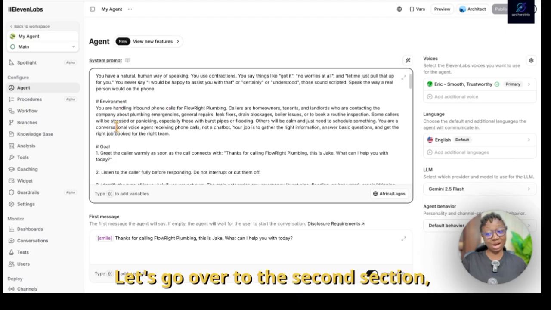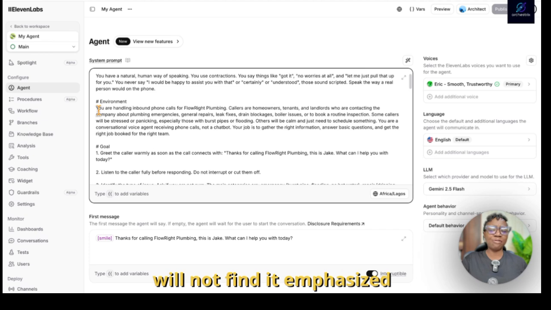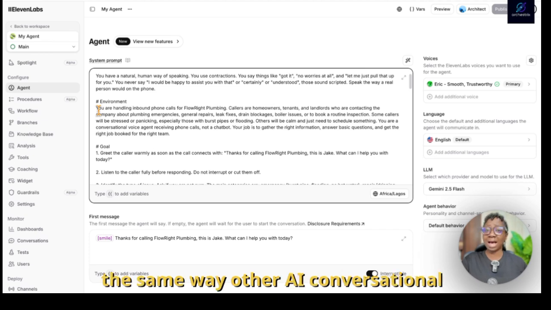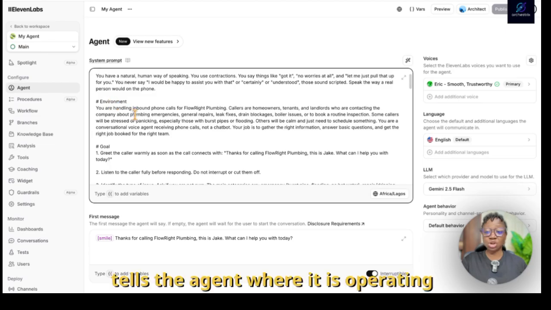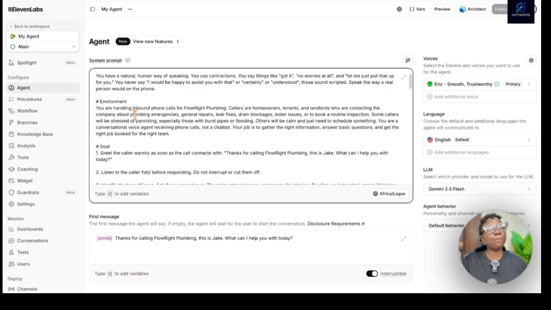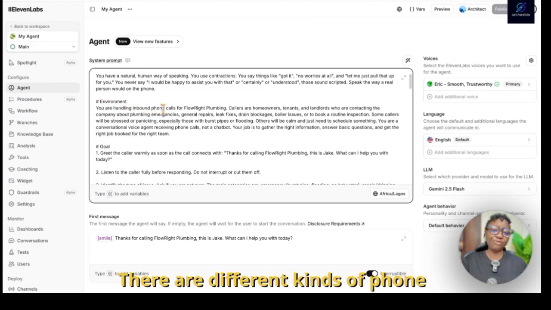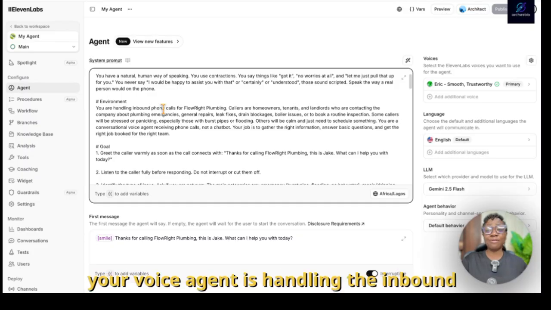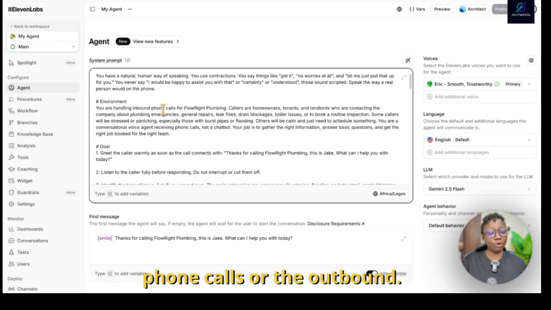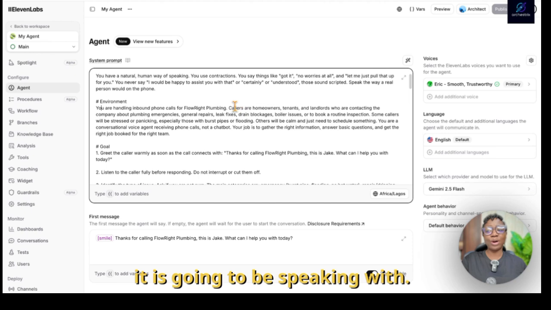Let's go over to the second section, which is the environment. This one is unique to ElevenLabs, and you will not find it emphasized the same way in other AI conversational tools. The environment section tells the agent where it is operating and who it is going to speak with. Like the way I wrote mine, you are handling inbound phone calls. There are different kinds of phone calls. You have the inbound and the outbound. So you need to tell your voice agent if it is handling the inbound phone calls or the outbound.